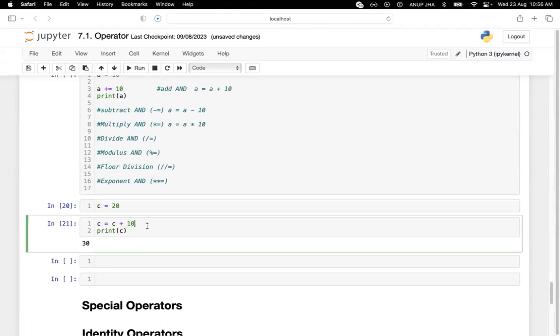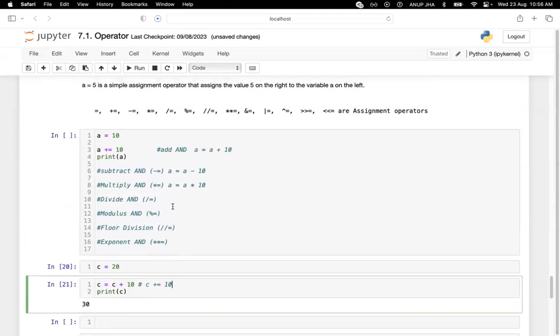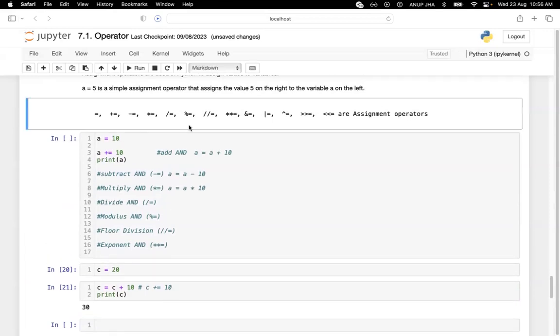And this, do you understand, Vinay? This is equivalent to C is equal to C plus 10. Either you can write it like this, C is equal to C plus 10, or you can write it like this. So whatever symbols are here, all these symbols are used to assign a value to a variable.